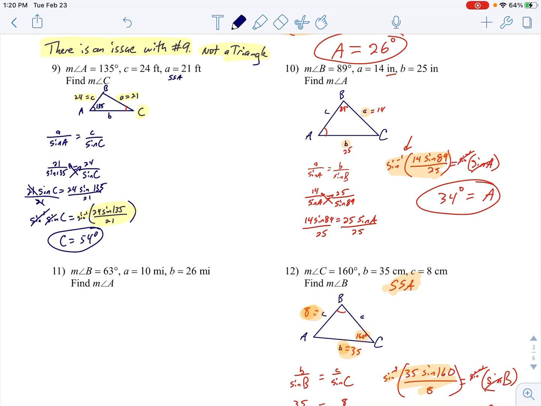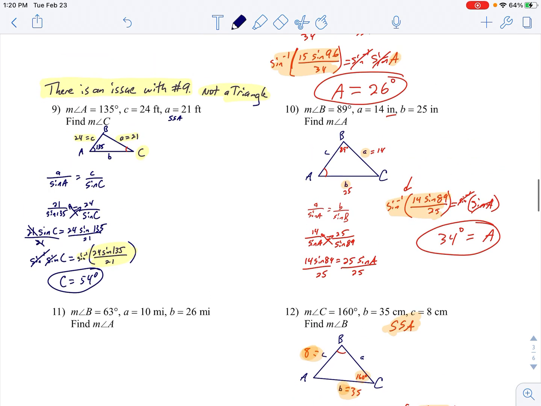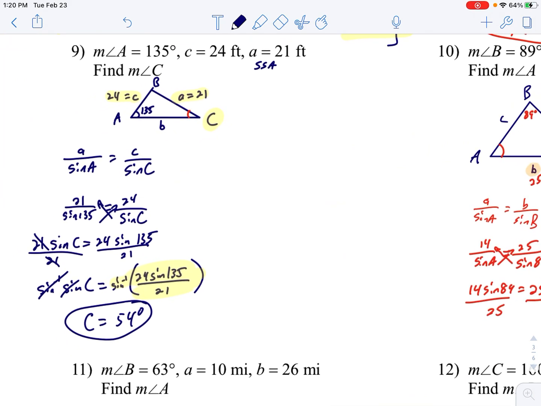So when you do side-side angle problems, there are some potential weird things that happen. The next lesson goes over this in more detail. But basically, here's the problem. Angle A, which is given, is 135, and angle C, which we just found, is 54. And when you add those together, that works out to be 189.